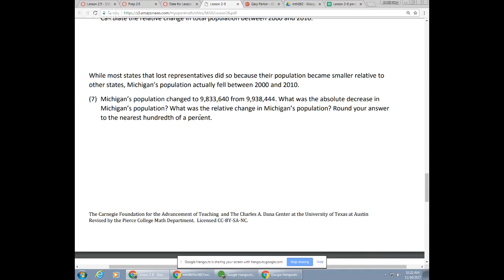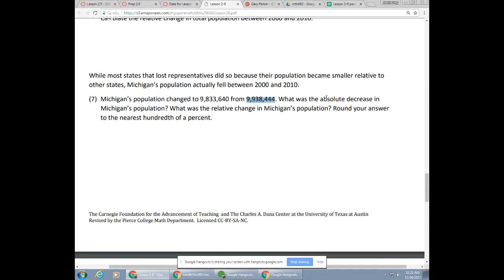So Michigan population changed from, so this is going from 2000 to 2010. In 2000, it was 9,800,000. In 2010, 9,900,000. So, did I get that right? It got smaller. Oh wait, no, I got that backwards. So the first number is the 2010 number because it changed from, okay, that's the 2000 number right there. Yeah, so here we have a decrease.